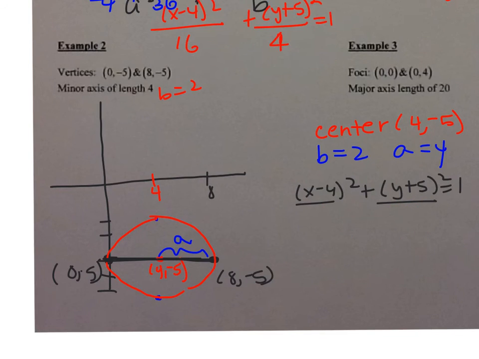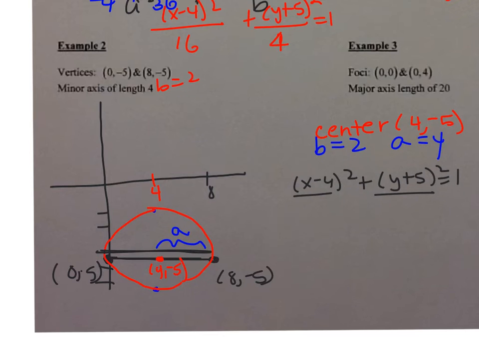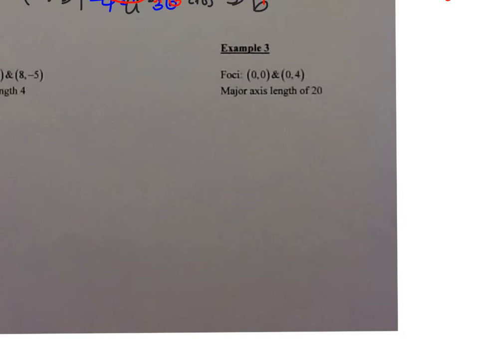Okay, let's take a look at example 3. Okay, so for 3, they give us the foci. So I have (0, 0) and (0, 4). They're not the vertices, they're the foci here. All right, so I have (0, 0) and (0, 4).